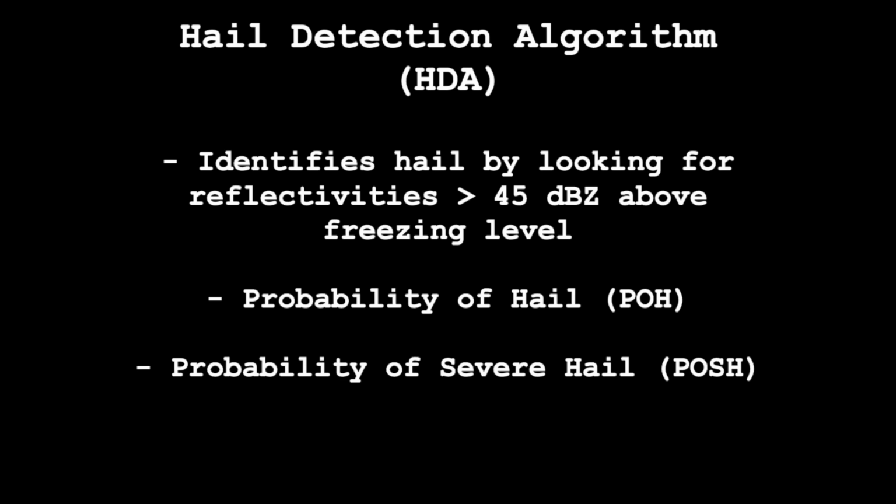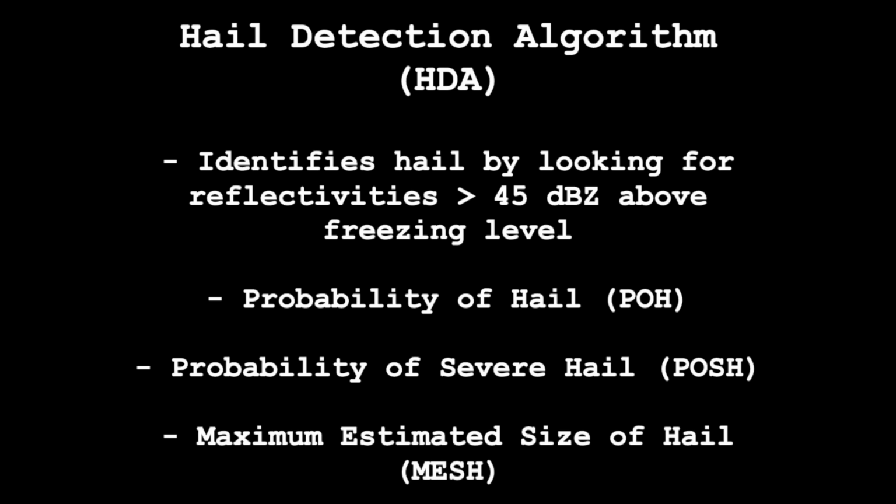The probability of severe hail, or POSH, is related to how high these high reflectivity values are relative to the 0 degrees Celsius and negative 20 degrees Celsius levels, and tells us the likelihood of hail in excess of 3/4 of an inch. This is the old National Weather Service threshold for severe hail. Note that the current threshold is 1 inch. The maximum estimated hail size, or MESH, is also calculated.